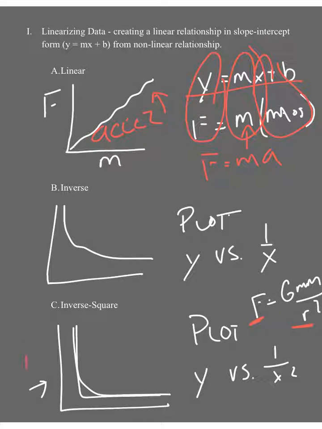So over here would be F, this would be r, and so to create a linear graph, we instead would want to plot F versus 1 over r squared, right? And we then get a linear graph that we can then use y equals mx plus b on.